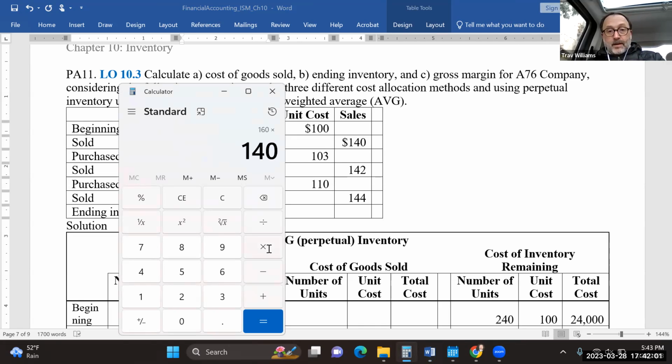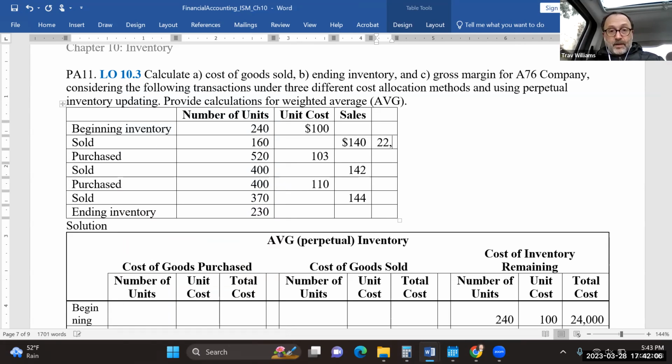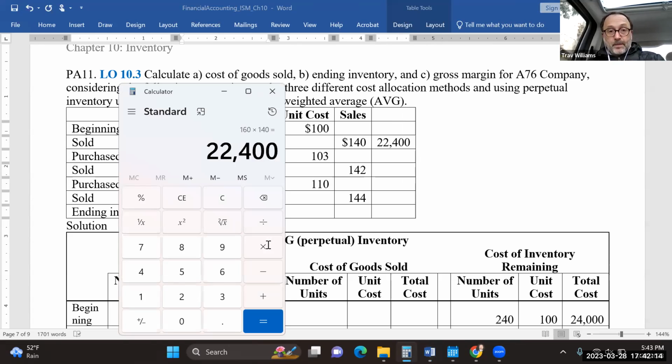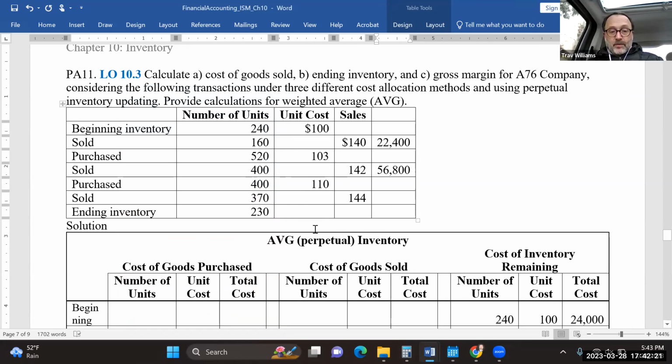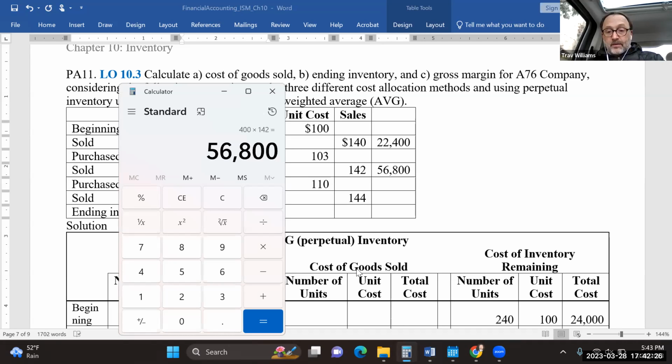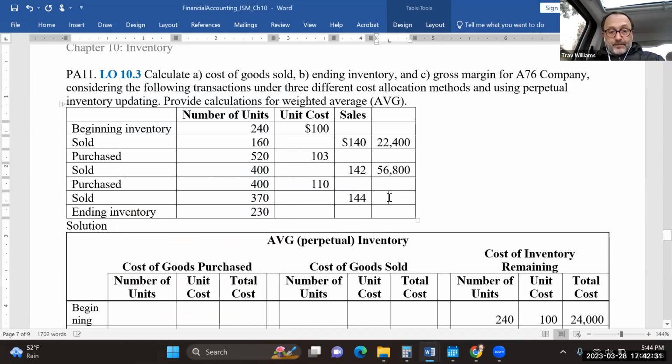That is 22,400. Then we sold 400 at 142 each. 56,800. Then we sold 370 at 144. 370 times 144. 53,280. Now we can add all of those sales together to get our total sales.